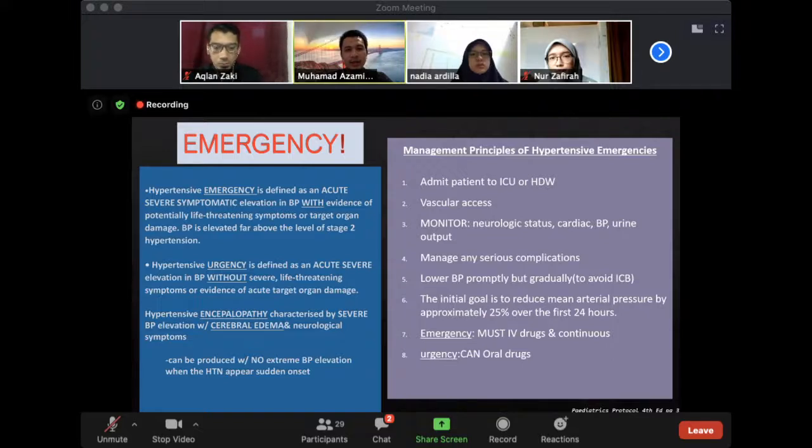Tapi tak apalah. As long as your center has labetalol, you can start with labetalol for hypertensive emergency. Or if you don't have labetalol, then you can go for hydralazine. Because it all depends on the hospital, pada costing. So kalau dia mahal, then they go for a cheaper option.